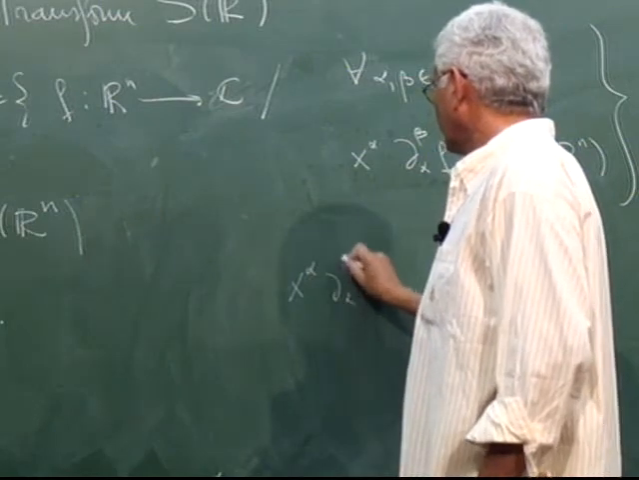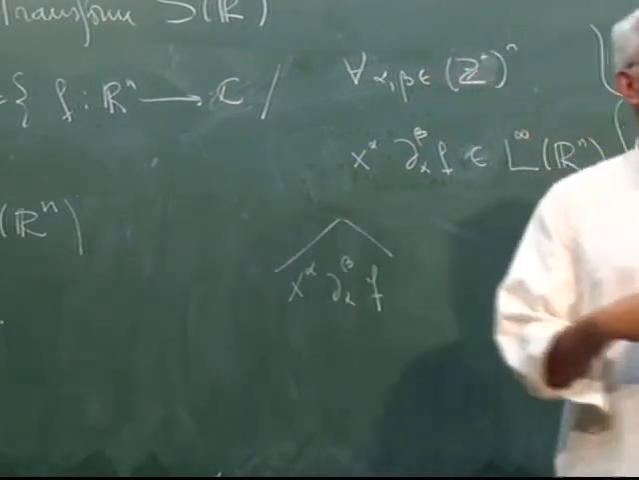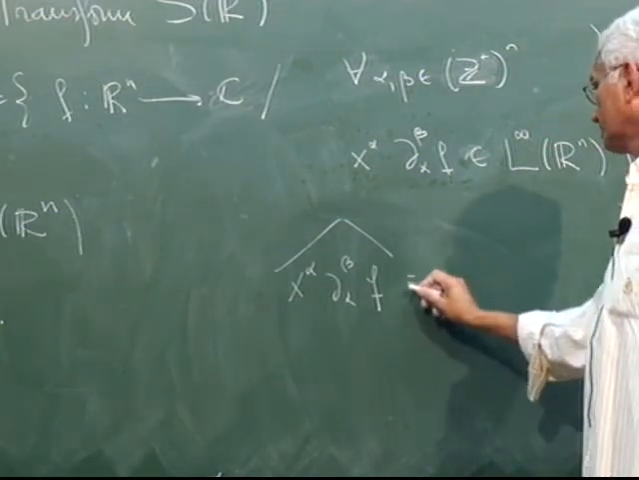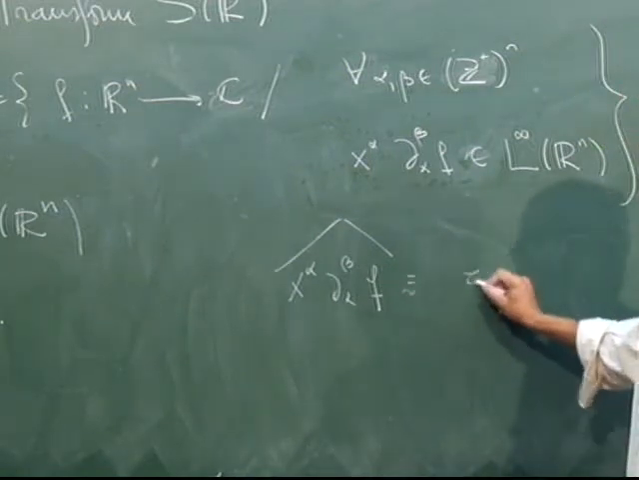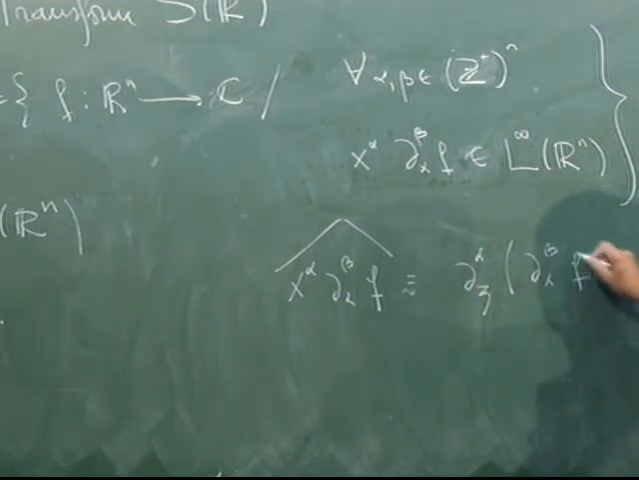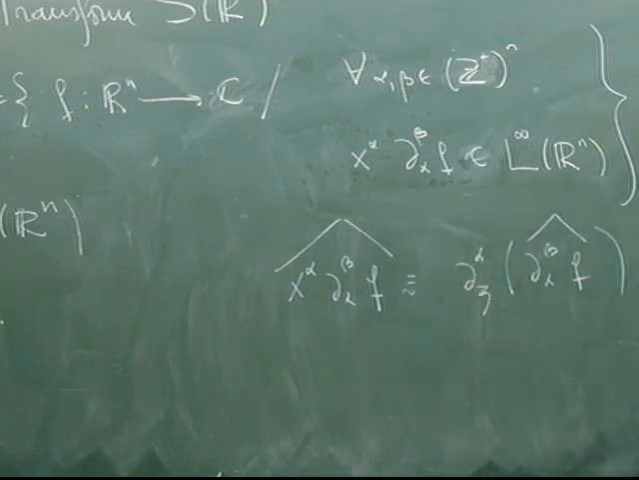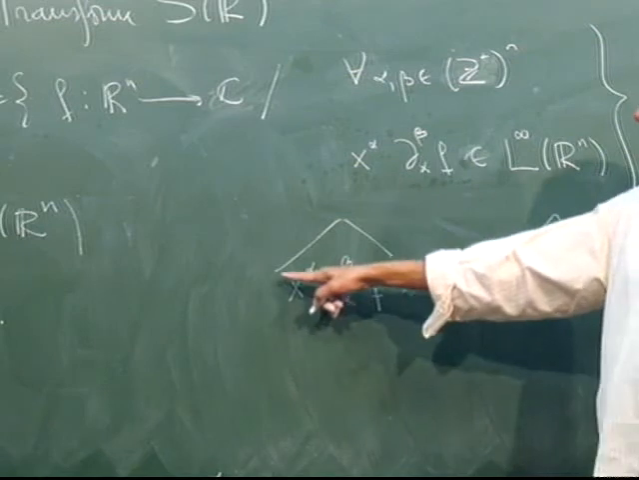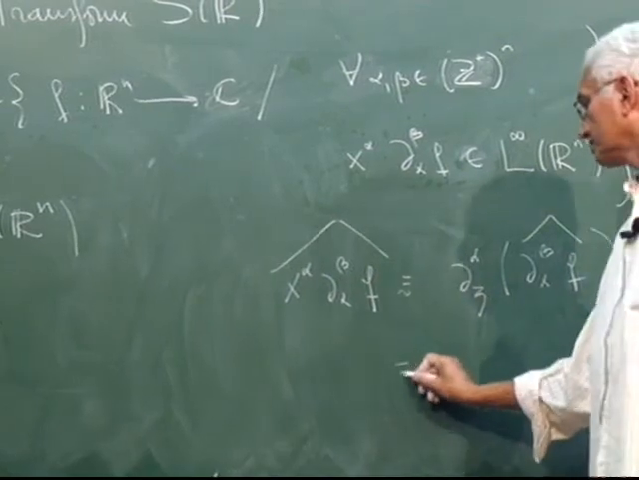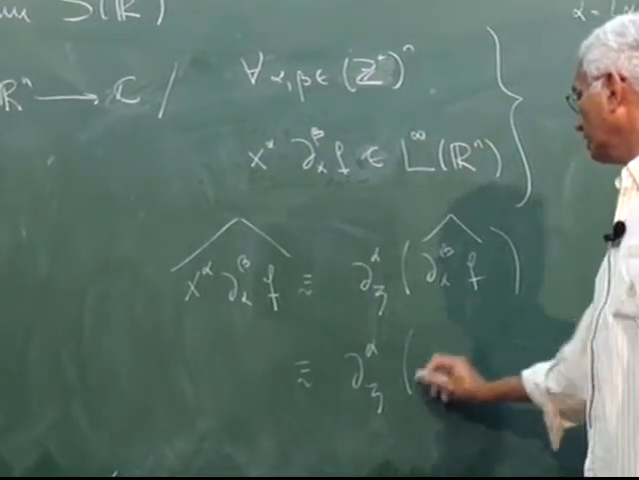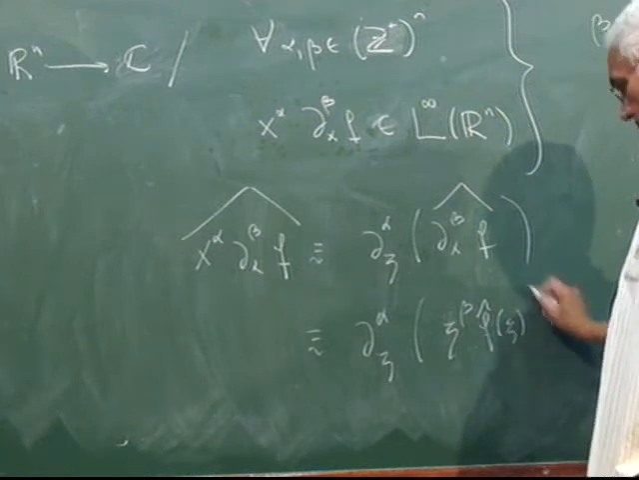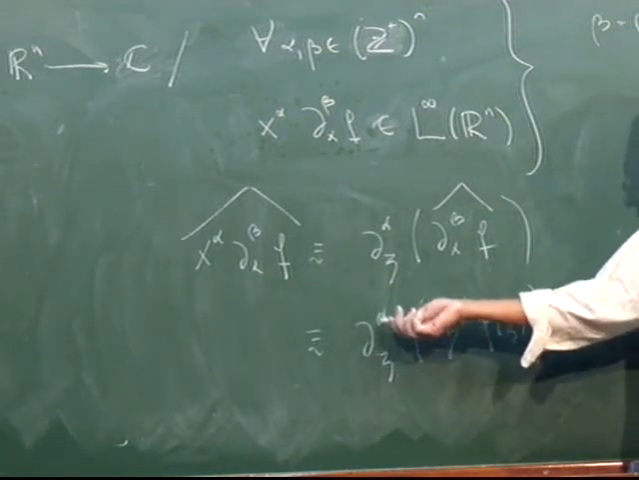Then if you forget the 2 pi i sign, I'm forgetting the 2 pi. Remember that if you put this decay inside, it goes into differentiation, and this one goes into this. Therefore, you can pass the derivatives.